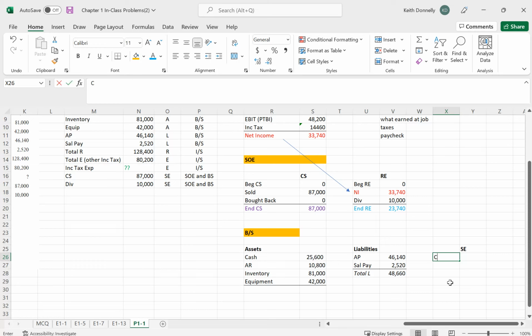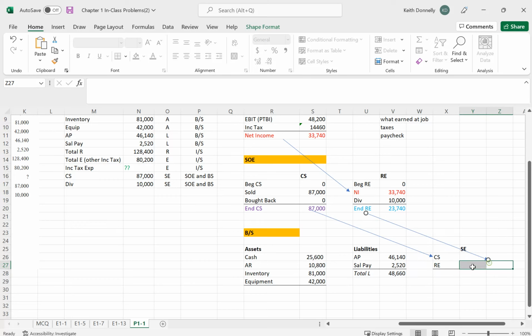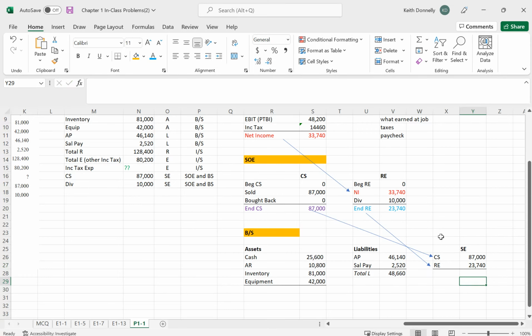And then our stockholders' equity. Remember we have common stock and retained earnings. But here's the deal with them, we get the amounts right from up here. Common stock comes from there, and retained earnings comes from here. It's going to be the 87 and the 23. So I'm going to make that purple.